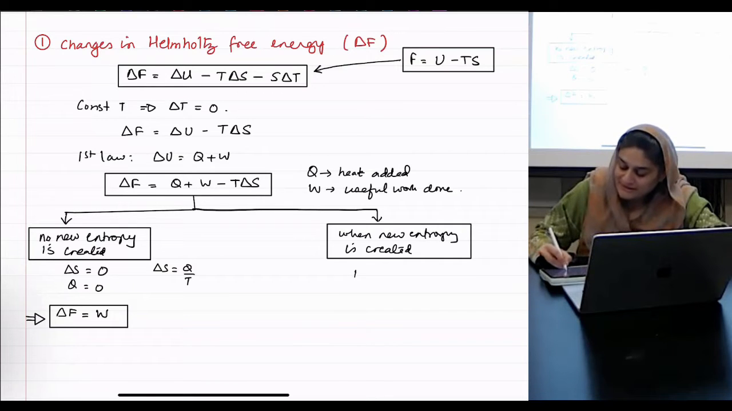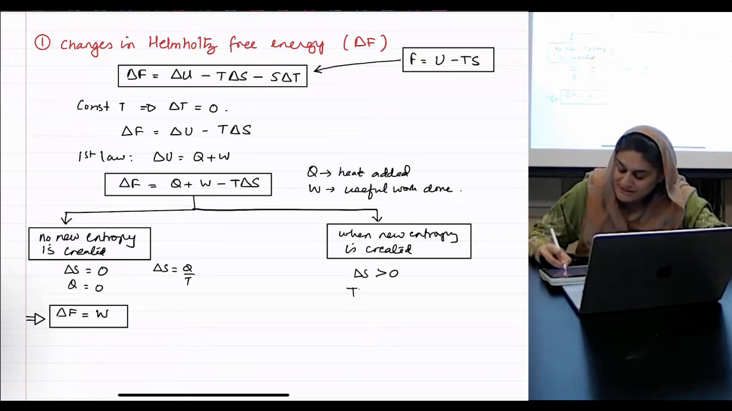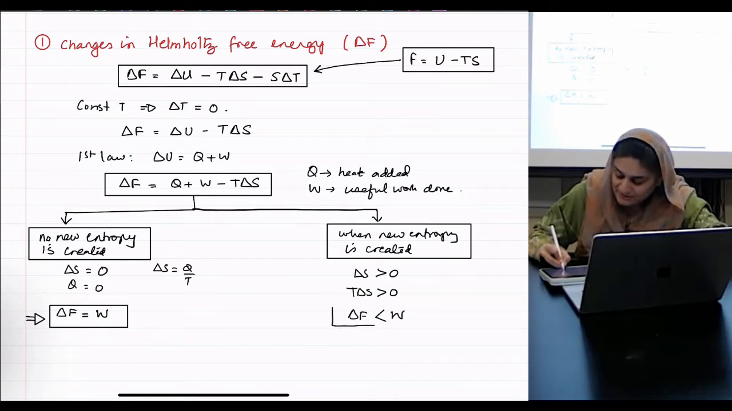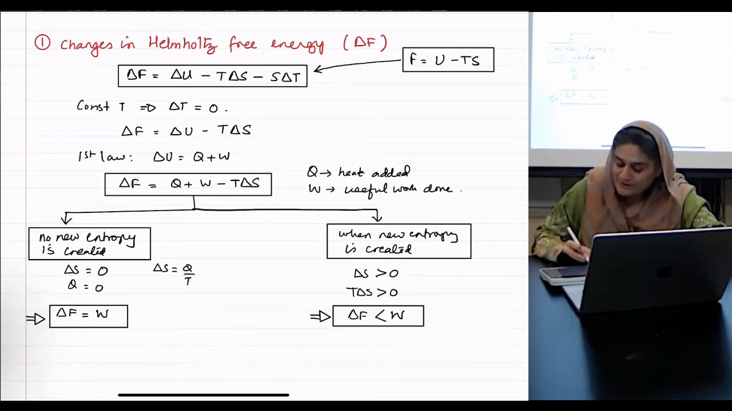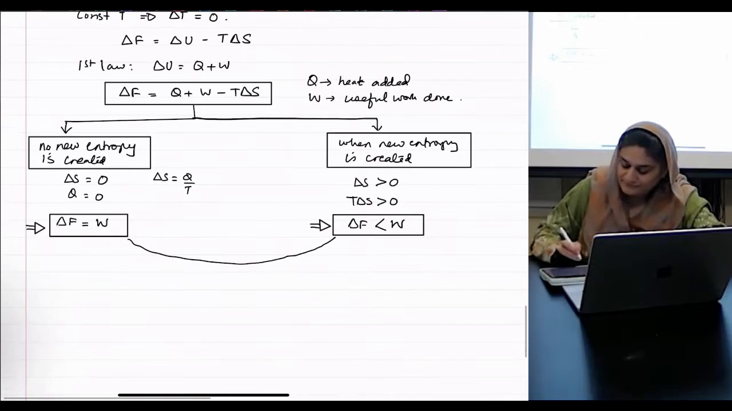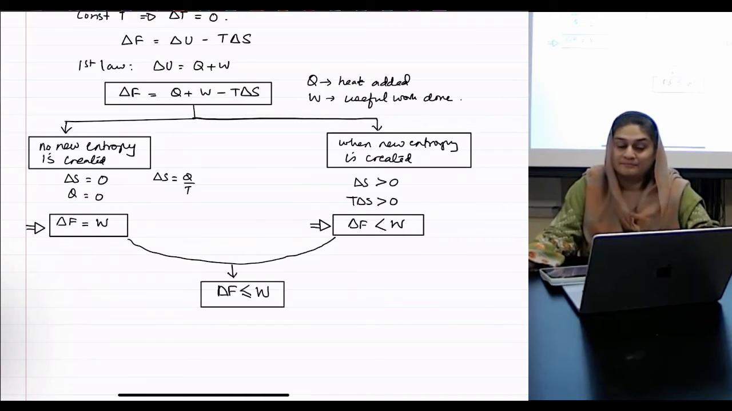And when entropy is created, that means T delta S is greater than 0, which means delta F must be less than the work done. So we can combine these two expressions together to give me delta F will always be either less than or equal to the work done.